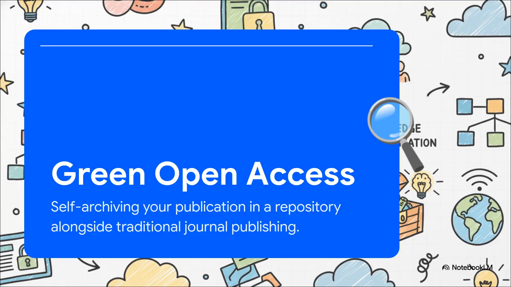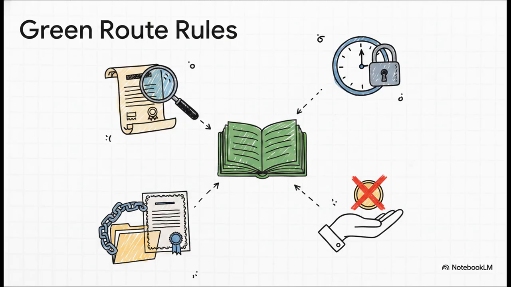But, there are a few rules. Right. So there's a bit of a catch with the green route. You are entirely beholden to the publisher's copyright policy. You literally can't just upload your paper whenever you feel like it. You should always use a service like JISC to check the specific self-archiving policies of your publisher.